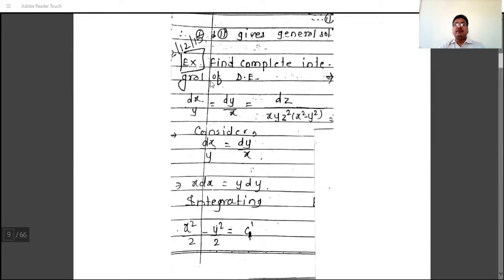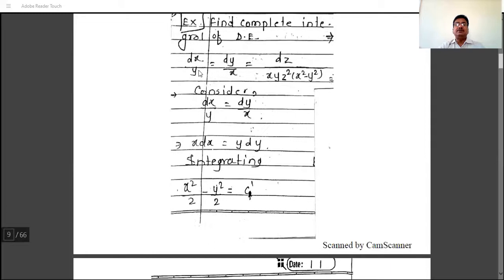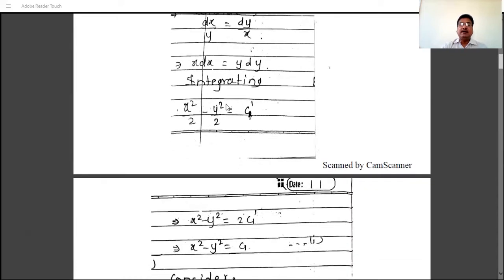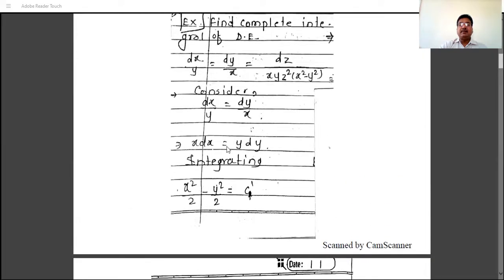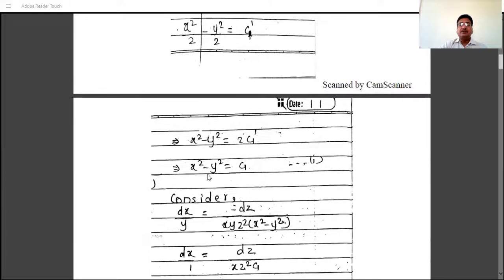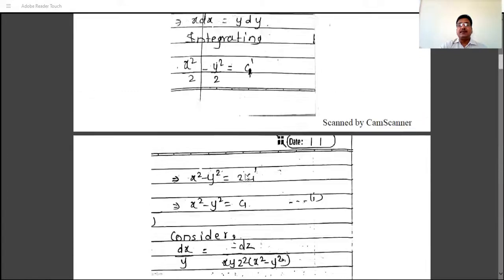Then next example, find the complete integral of this differential equation, dx by y, dy by x, and dz by this quantity. So consider the first two fractions, because z is absent in the first two fractions. dx by y is equal to dy by x. Then separate the variables, that is x dx is equal to y dy. Integrating, x square by 2 minus y square by 2 is equal to c1. That is, if we separate the variables and integrate, we have the solution x square minus y square is equal to c1.